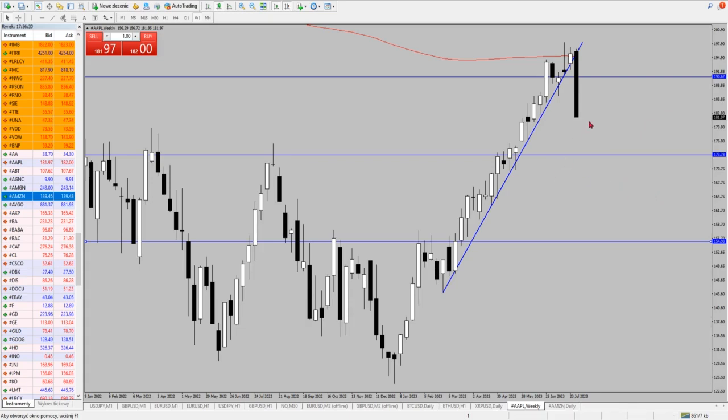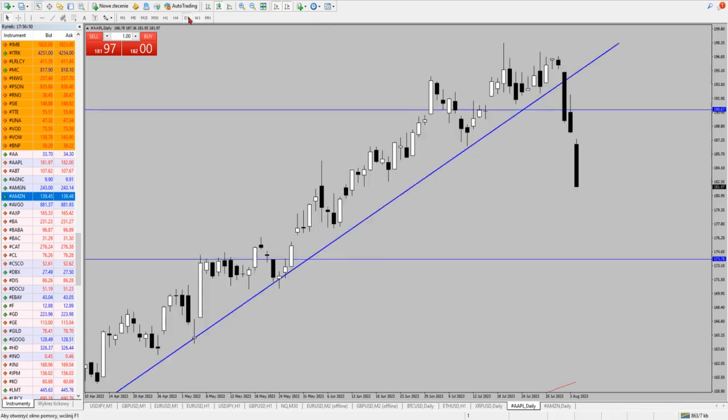Shorter term, if you are looking for the possibility to short Apple, as I mentioned, we had a very similar situation in late October. Strong drop, move higher, and then rejection. The same here: strong drop, move higher, retest, and move lower. So that's how I see it from the weekly chart perspective.